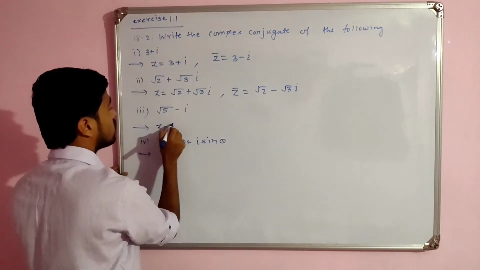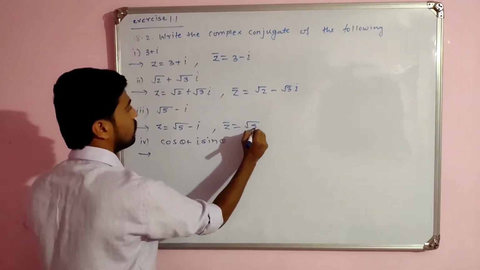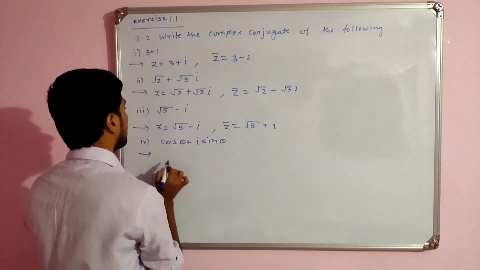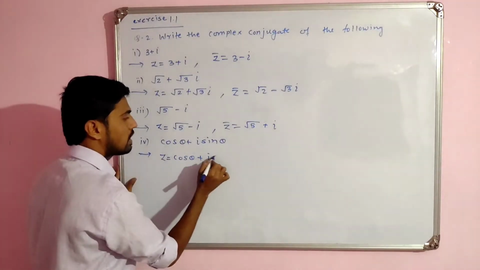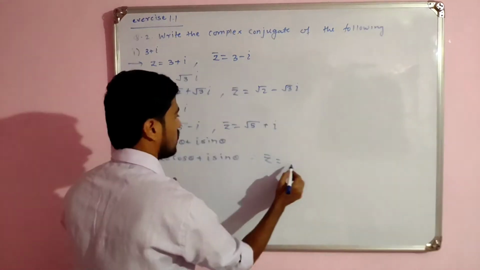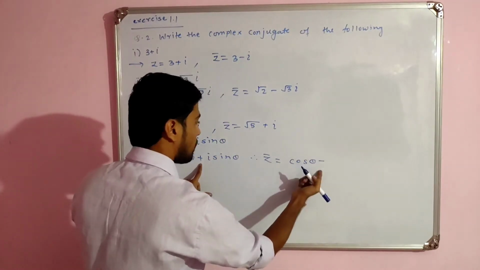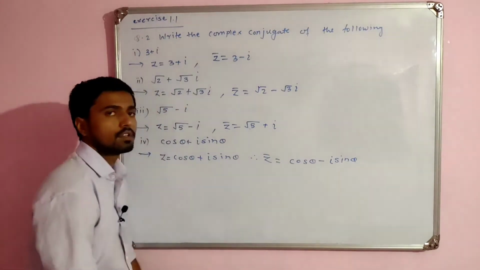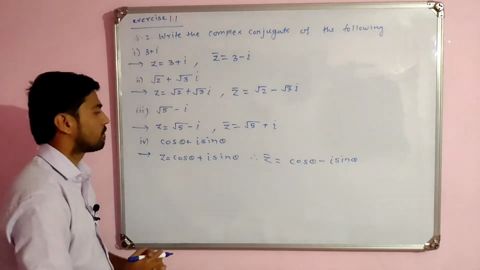Third is Z is equal to root 5 minus I. So Z bar is equal to root 5. Here minus sign, so complex conjugate get plus sign plus I. And see fourth, Z is equal to cos theta plus I sin theta. So Z bar, which is a complex conjugate, is equal to cos theta minus, because here plus sign, so complex conjugate get minus sign I sin theta. This is the question number second, which is find complex conjugate of the numbers.